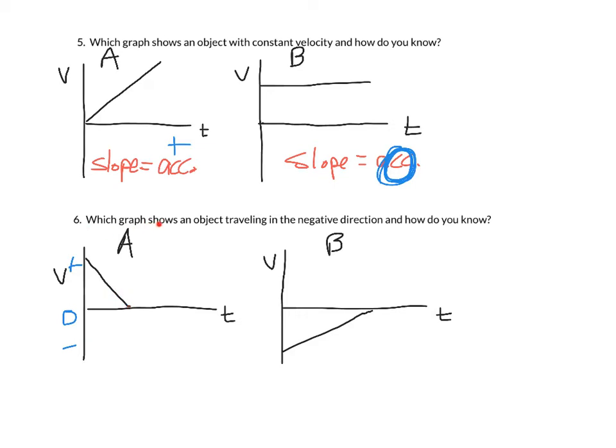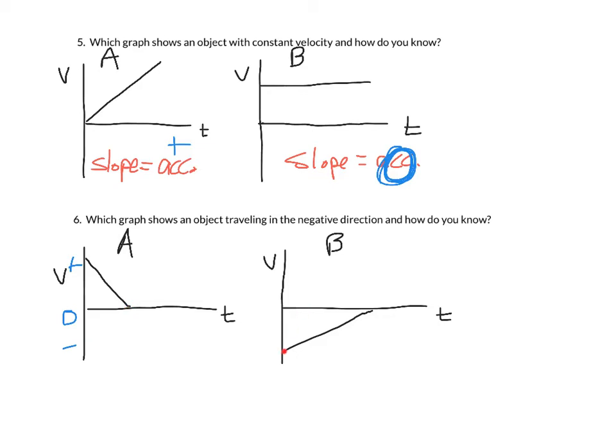Now, what's the question again? Which graph shows an object traveling in the negative direction? Is this negative direction? Well, some of you probably said it was because there's a negative slope. That negative slope just means it is a negative acceleration, because the slope here means acceleration. Well, then how can you tell what direction it's going? This line is above the t-axis. All of these velocities are positive. All the velocities up here above the t-axis are positive. That means this object is traveling with a positive velocity the whole time.